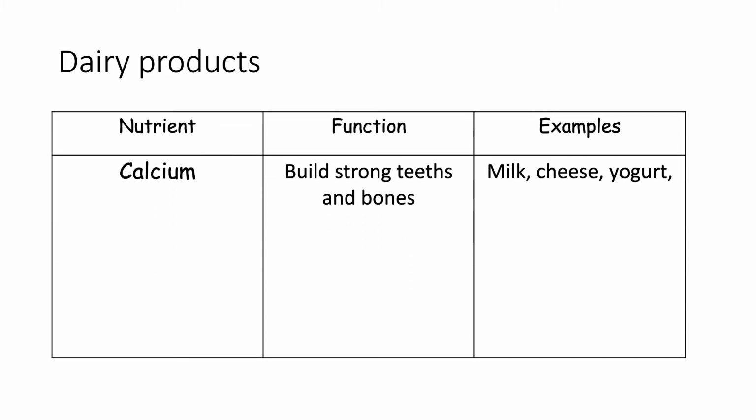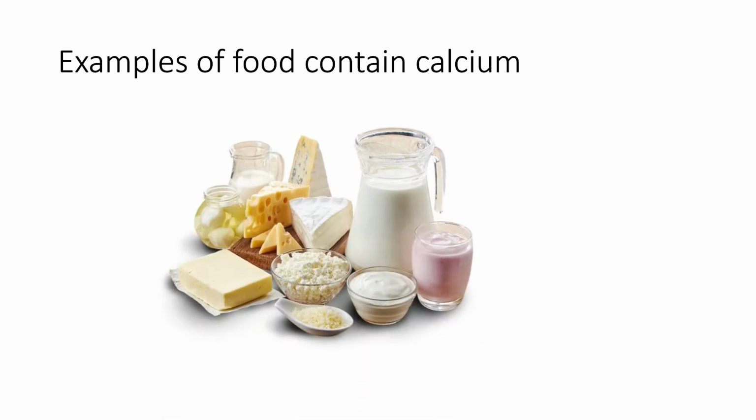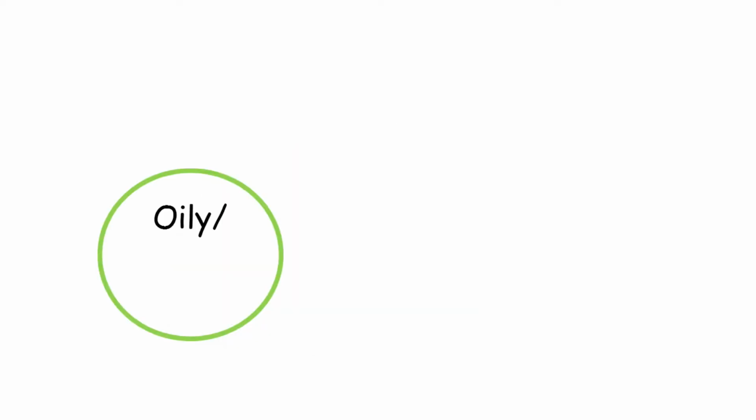Next, dairy products. Dairy products means food that comes from milk, and most of nutrient consist in dairy products is calcium. Okay, calcium. What is the function? It is to build strong teeth and bones. There are many more nutrients contained in dairy products. Please do your own research from book or internet. Here are the example of food that contain calciums. There are yogurt, butter, milk, and cheese.